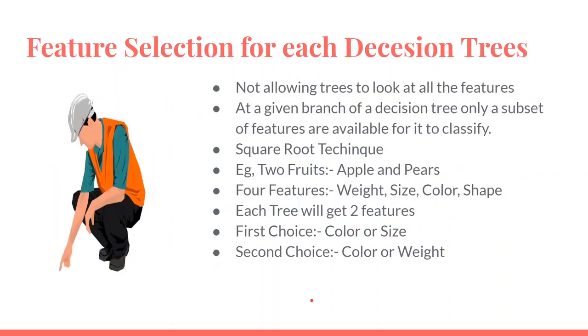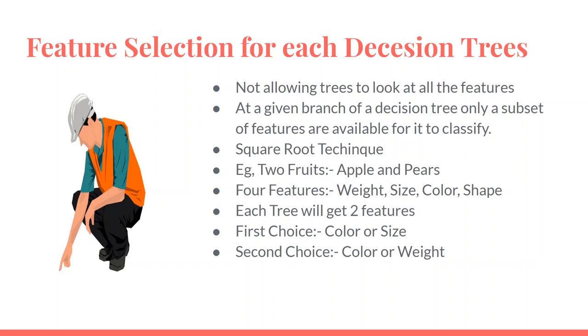So friends, as explained to you earlier, we don't allow our decision trees to use all the features available. So at any branch of the decision tree, only a subset of the features is available to it to classify the data. And for selecting the number of features for a decision tree, we use the square root technique. For example, if we have a training set in which we contain apples and pears, and we have their features as weight, size, color, and shape.